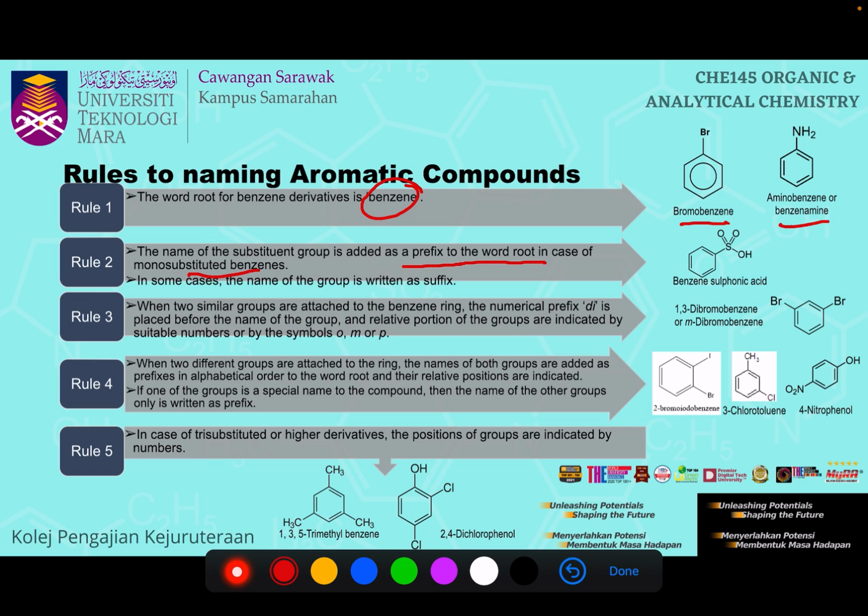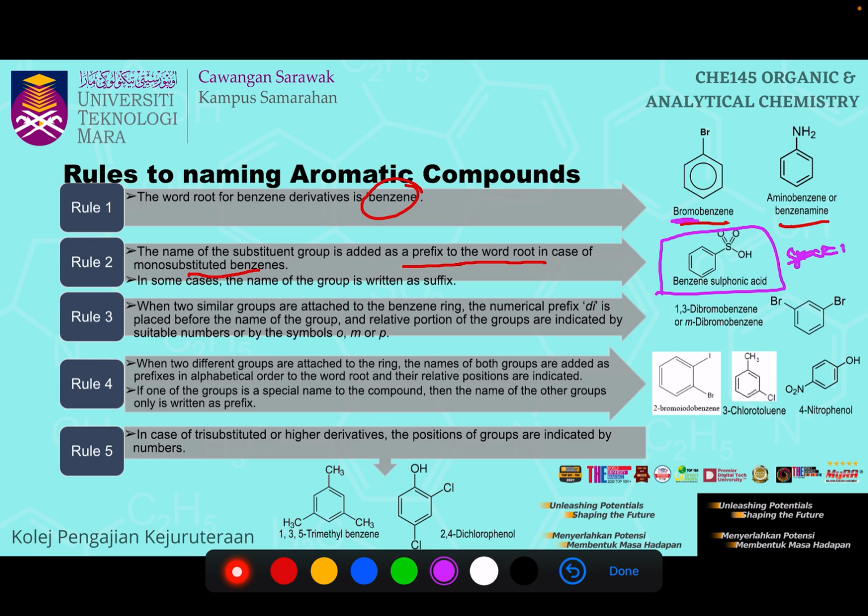But there are some cases like benzene sulfonic acid, where the group is written as a suffix, which means it's written at the back, after benzene. Normally, if it's a prefix, it's in front of the word benzene. But because this is a special case, for benzene sulfonic acid, the sulfonic acid is written as a suffix, which means it comes after the word benzene. These are special cases.